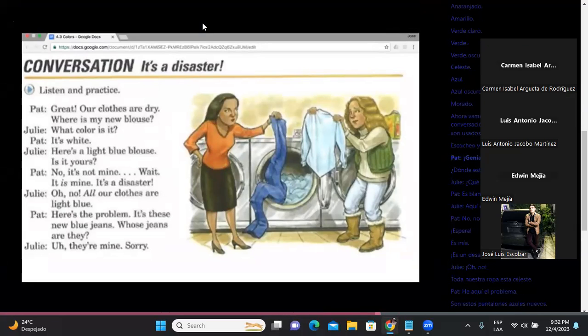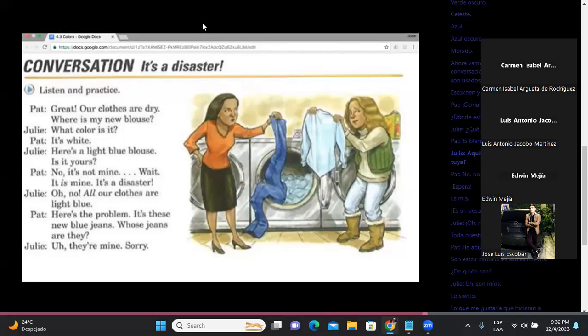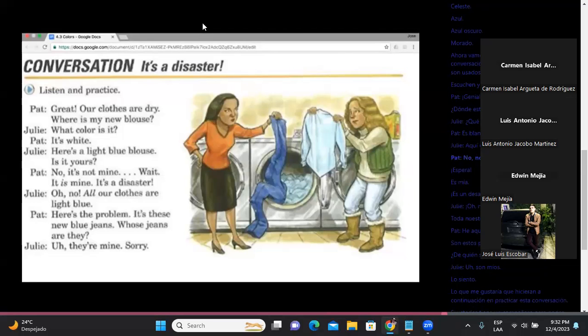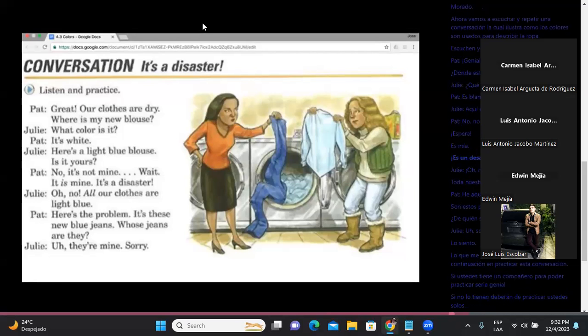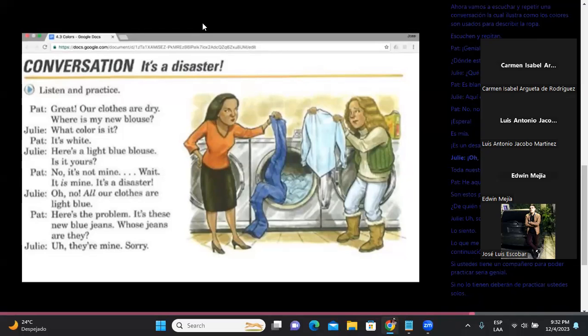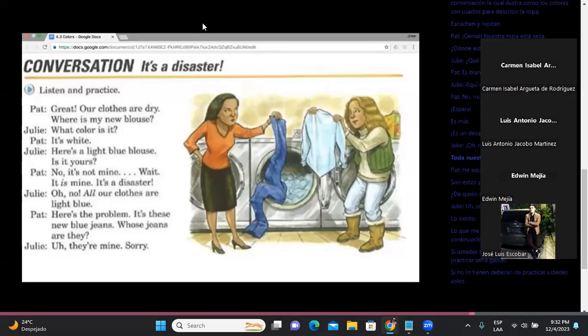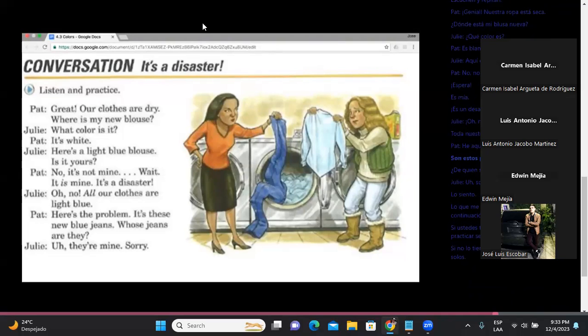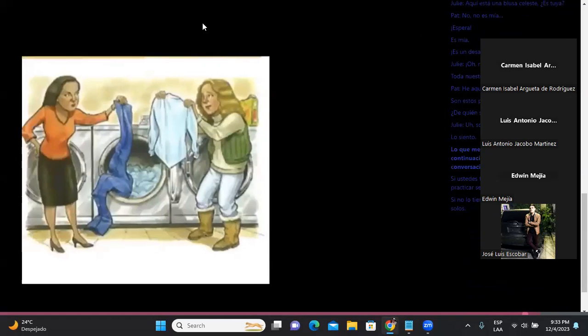Great! Our clothes are dry. Where is my new blouse? What color is it? It's white. Here's a light blue blouse. Is it yours? No, it's not mine. Wait, it is mine. It's a disaster. Oh no, all our clothes are light blue. Here's the problem. It's these new blue jeans. Whose jeans are they? They're mine. Sorry. What I would like for you to do now.